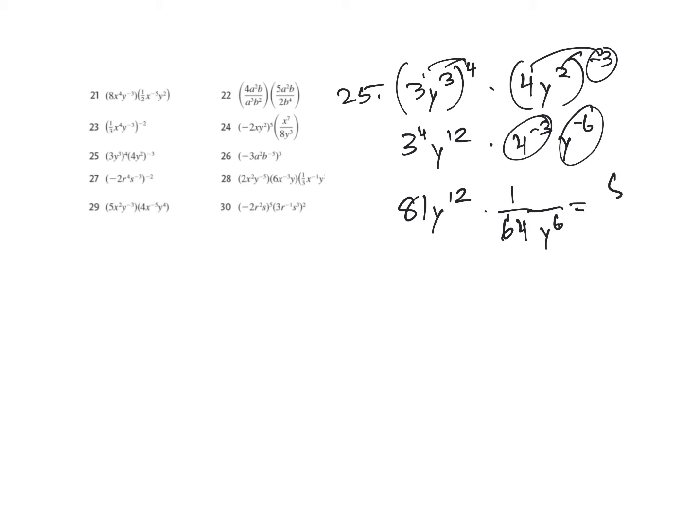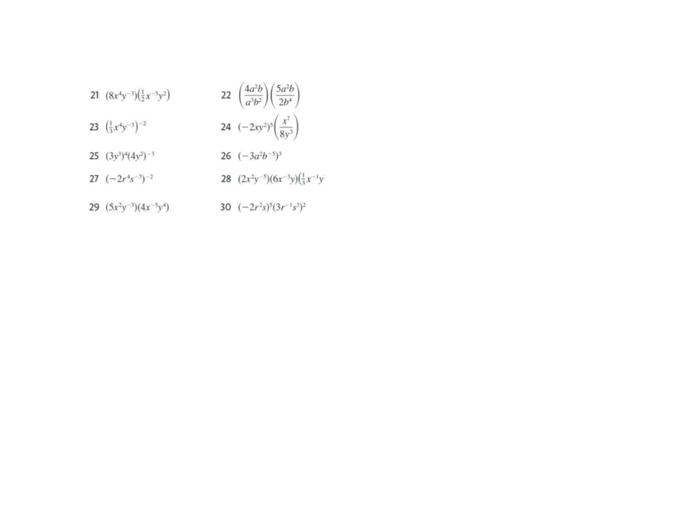Now what do we really have? 81 over 64, y to the 12th over y to the 6th. 6 of these will cancel with 6 of those on the top, leaving 6 left. 81 and 64, check to see if those reduce. And as you go through and check for yourself, you'll see that that doesn't reduce. The answer is 81 over 64, y to the 6th is in the numerator. 81, y to the 6th, all over 64. And that is your answer. All right, next problem, number 26.